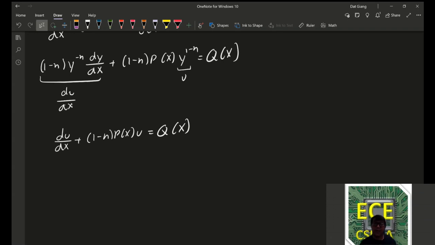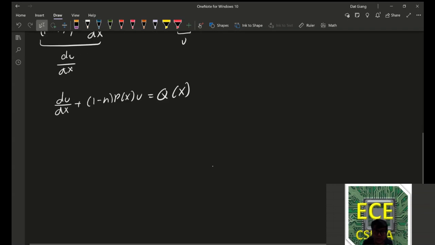And from there, we're able to solve using first-order linear differential equation methods. I won't bore you with the details, but the result is very similar, scarily similar, to what we've seen with first-order linear differential equations. Same exact approach.